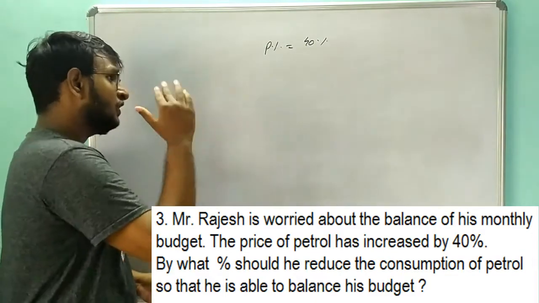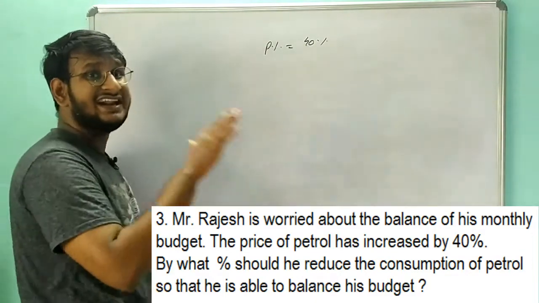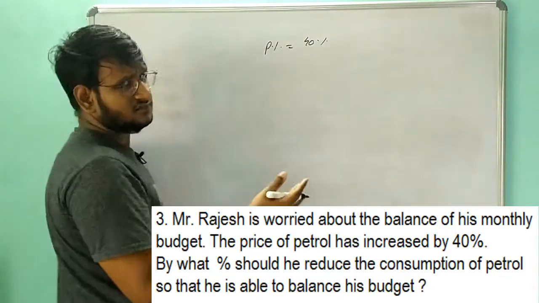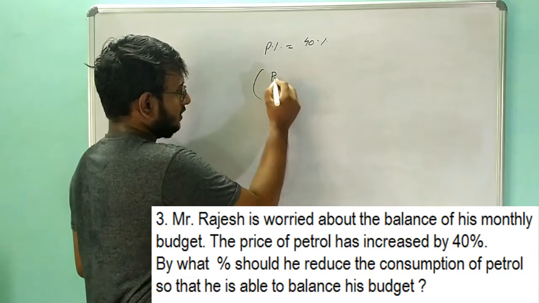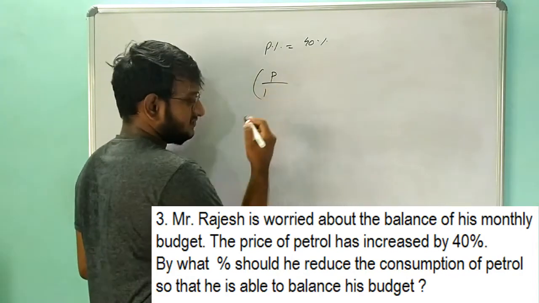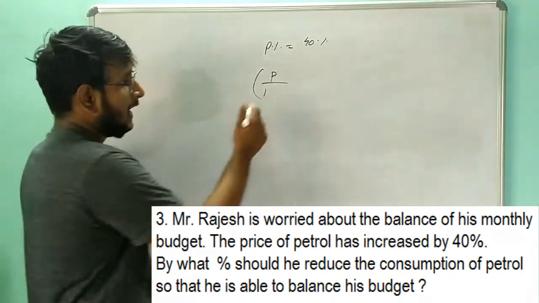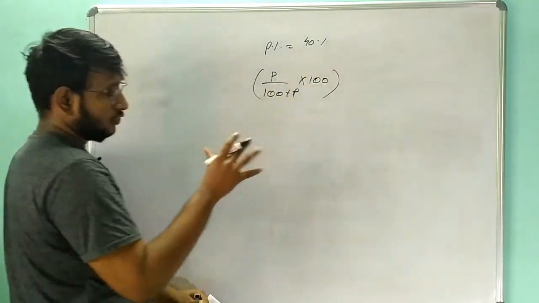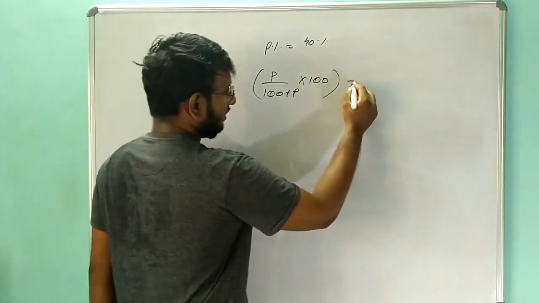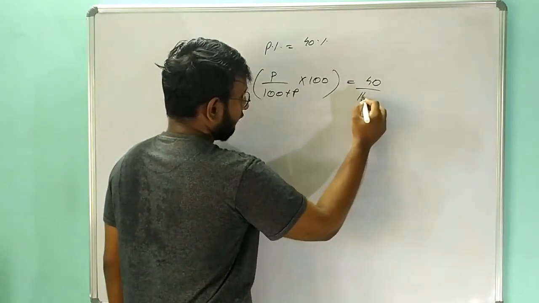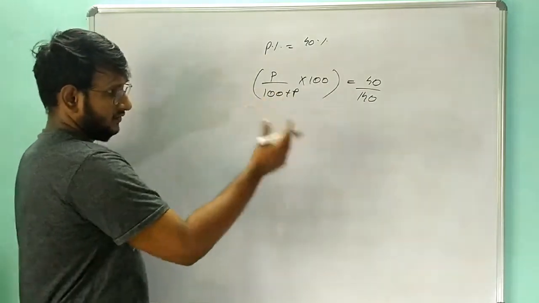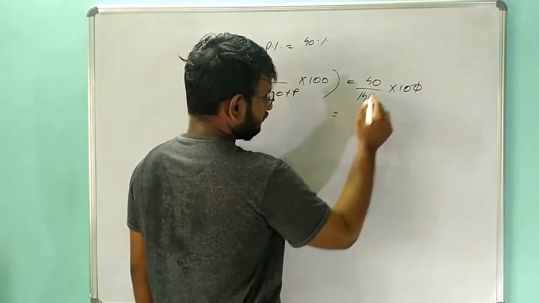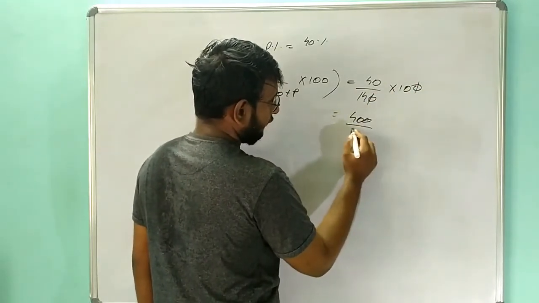So he is going to calculate by what percentage he can reduce the consumption of petrol. In order to do that, we use the same formula that I have given you, P divided by 100 plus P into 100. What is P? P is equal to 40. So 40 divided by 140, that is 100 plus 40, into 100. You can cancel the zeros, so we get 400 divided by 14.